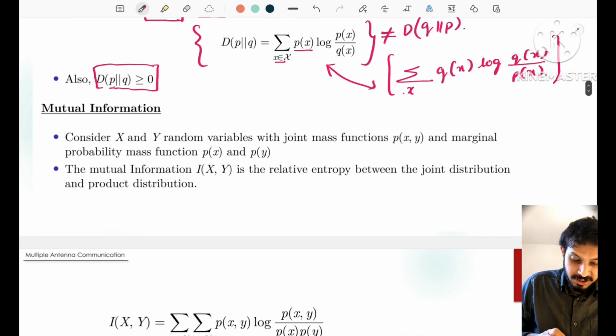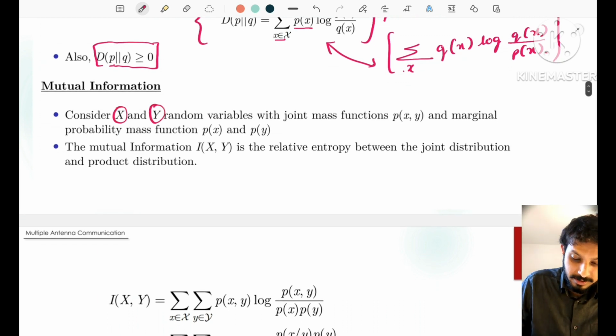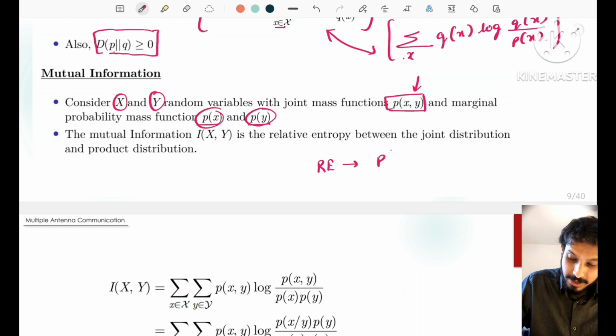So the next definition is mutual information. Now if we have two random variables, random variable x and random variable y, that are distributed according to the joint probability mass function p of x comma y and the marginal probability mass functions p of x and p of y, then the mutual information is the relative entropy between this joint distribution and the product of the marginals. That means mutual information is the relative entropy between the distribution p of x comma y and the product p of x p of y.